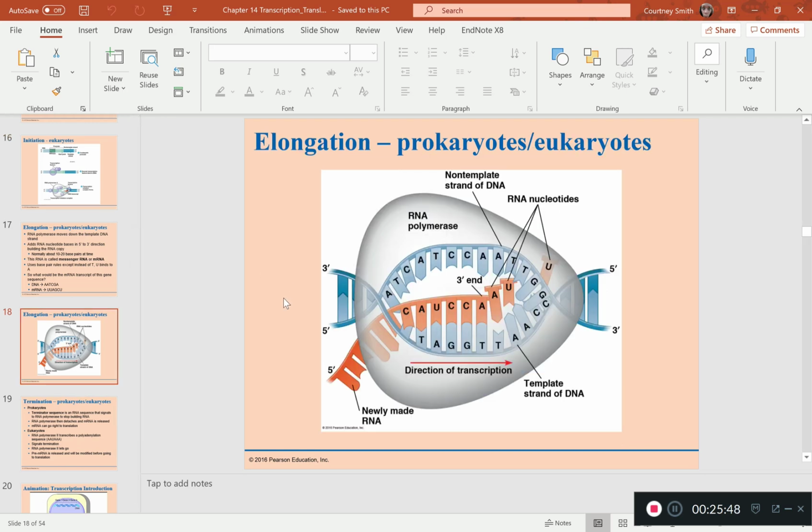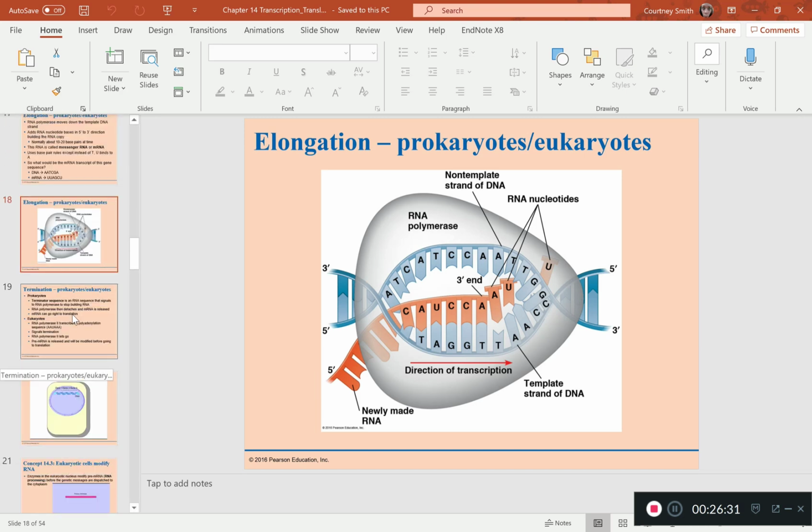Let's talk about elongation. Elongation is where we are actually building our RNA from our DNA. RNA polymerase will travel down the DNA, and as it moves down, it's adding RNA nucleotides in the 5' to 3' direction and building that RNA. Normally this is roughly 10 to 20 base pairs at a time, it kind of depends. For the most part, it's around 10 to 20. As it's traveling down the line, it keeps going and making RNA until it gets a termination signal. So this elongation is very simple, very routine, and the same.